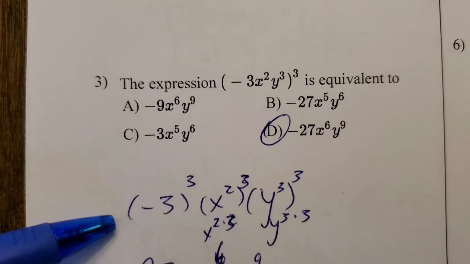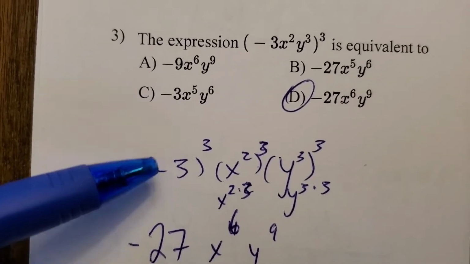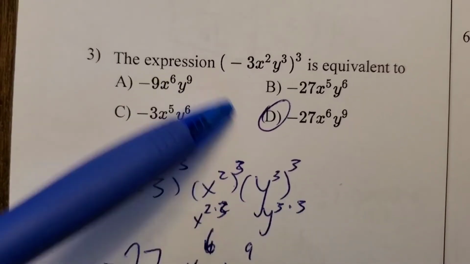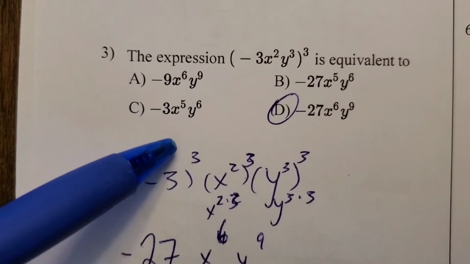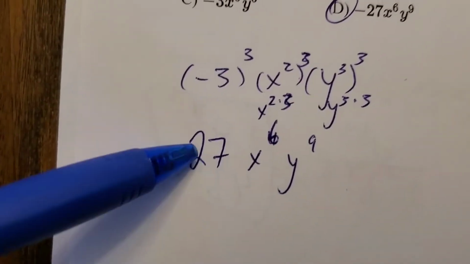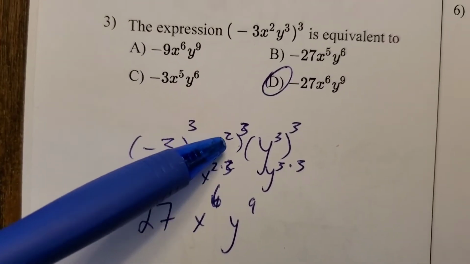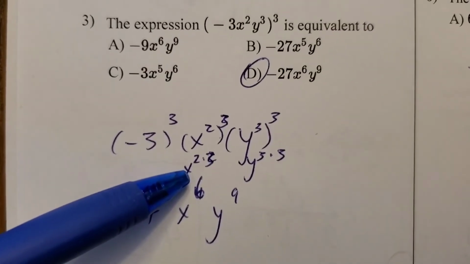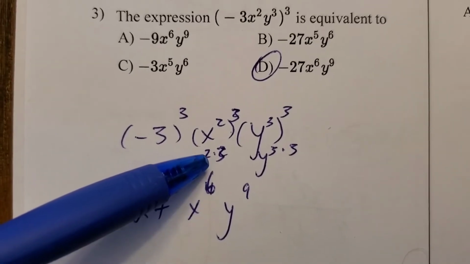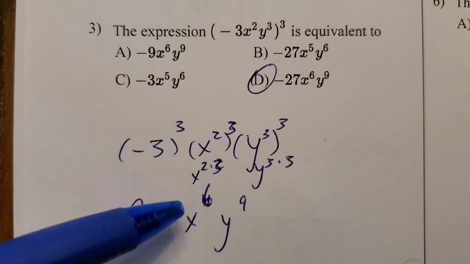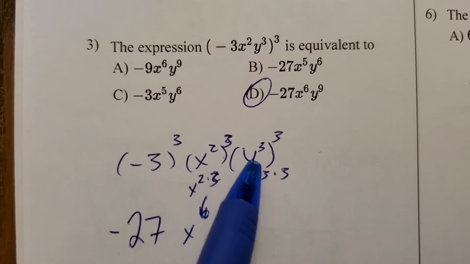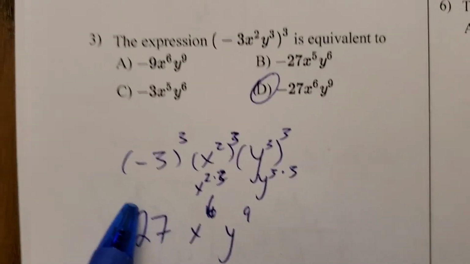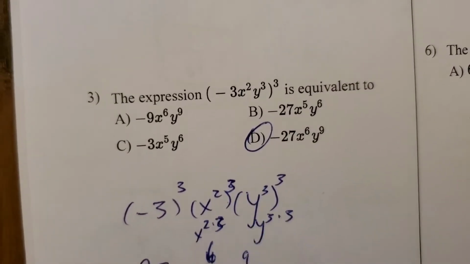So we get negative 3, notice the negative 3 is in parentheses, to the third power. We've got x squared to the third power, and y cubed to the third power. Negative 3 cubed is negative 3 times negative 3 times negative 3, which is negative 27. X squared cubed, we use the same rule we did in our first problem, where when you have a power raised to a power, you multiply. So we keep x, and we're multiplying 2 times 3, and we get x to the 6th. Same thing with the y's. You get y cubed cubed. That becomes y to the power of 3 times 3, which is 9. So it's negative 27x to the 6th, y to the 9th.